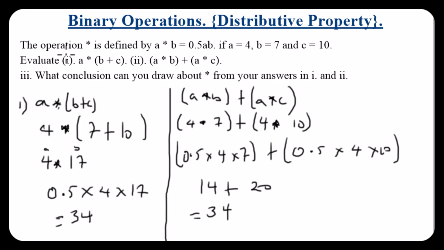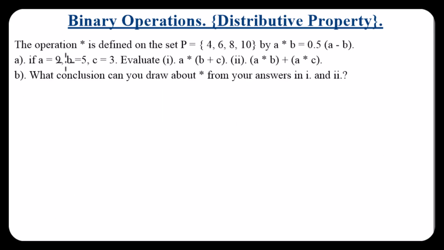So moving on to the third part of the question, what conclusion can be drawn from our answers in 1 and 2? Since we're having the same answer, then it can be said that the operation star is distributive over the operation addition. So the operation star is distributive over the operation addition. I hope this makes sense. So let's try and look at one more example before calling it a day on distributive property.